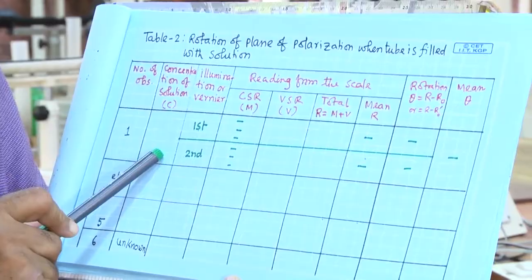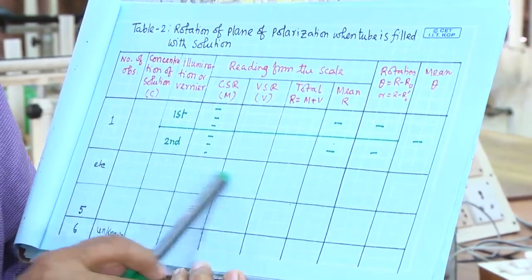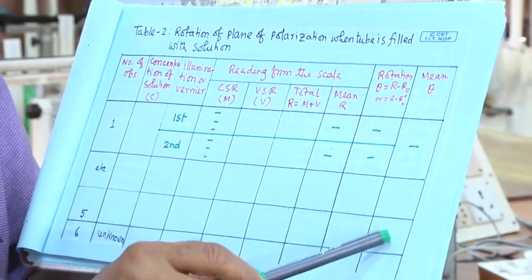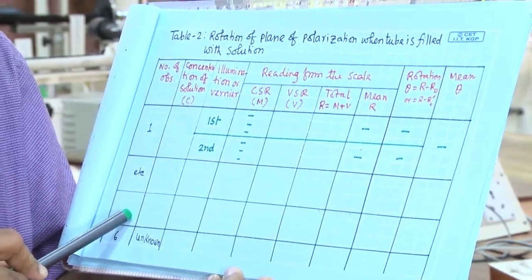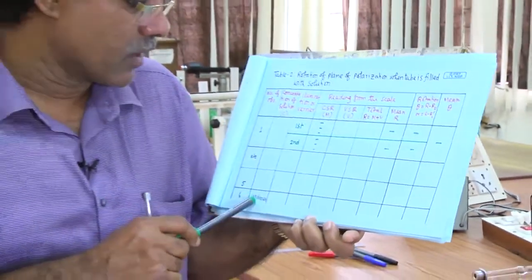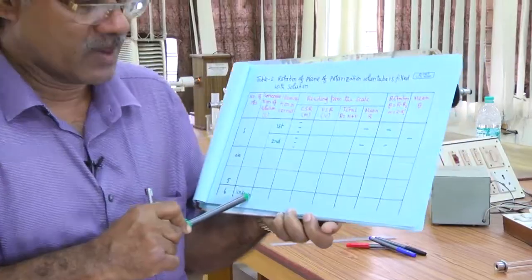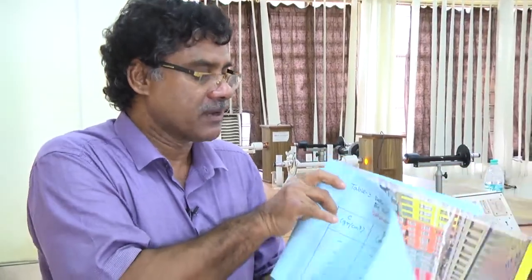Then start with the second concentration and repeat the experiment. Find the mean theta for at least 5 concentrations, and then for the sixth one you should do this experiment for the unknown concentration and find out the theta. That is the experiment you have to do.